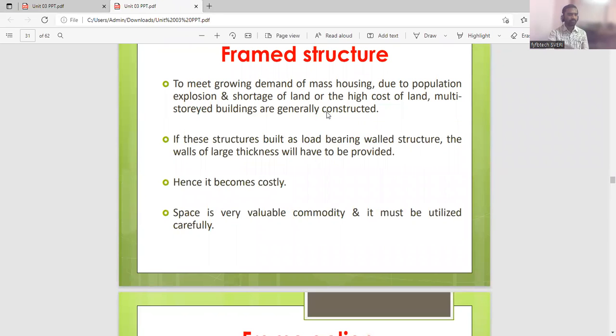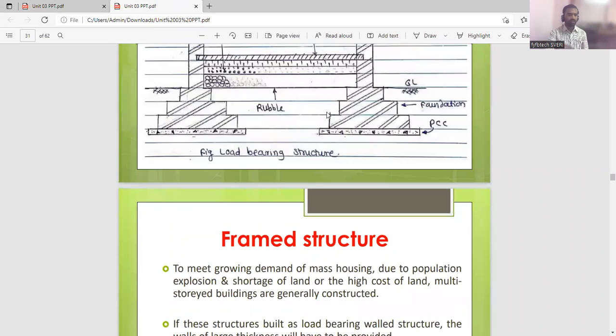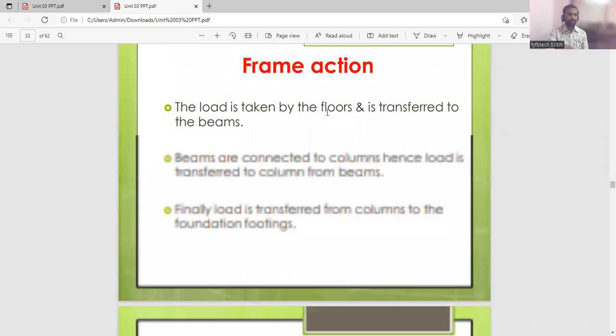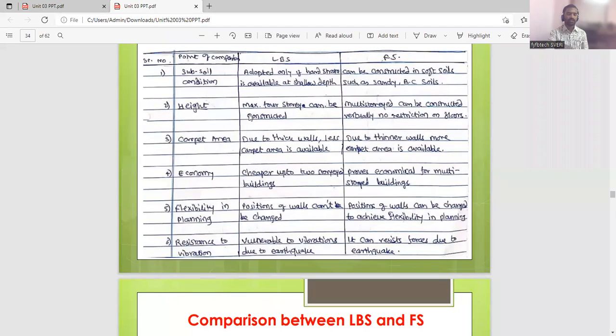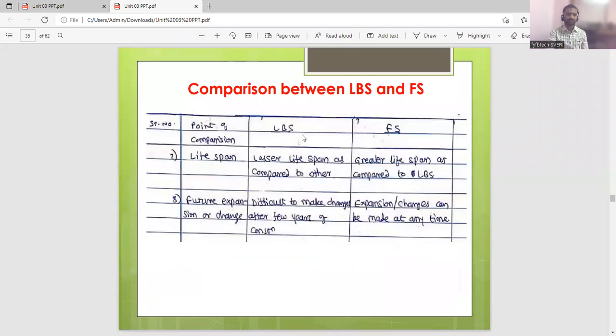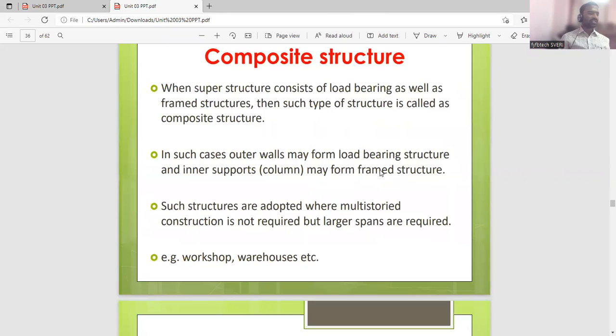Have I explained the frame structure in the last class? Yes, sir. Load bearing and non-load bearing frame structure I have explained. Then the difference was also explained in the last class? Yes, sir. What is LBS? Load bearing structure. What is FS? Frame structure. Okay, this one we have stopped, correct? Okay, I will explain some more points here.